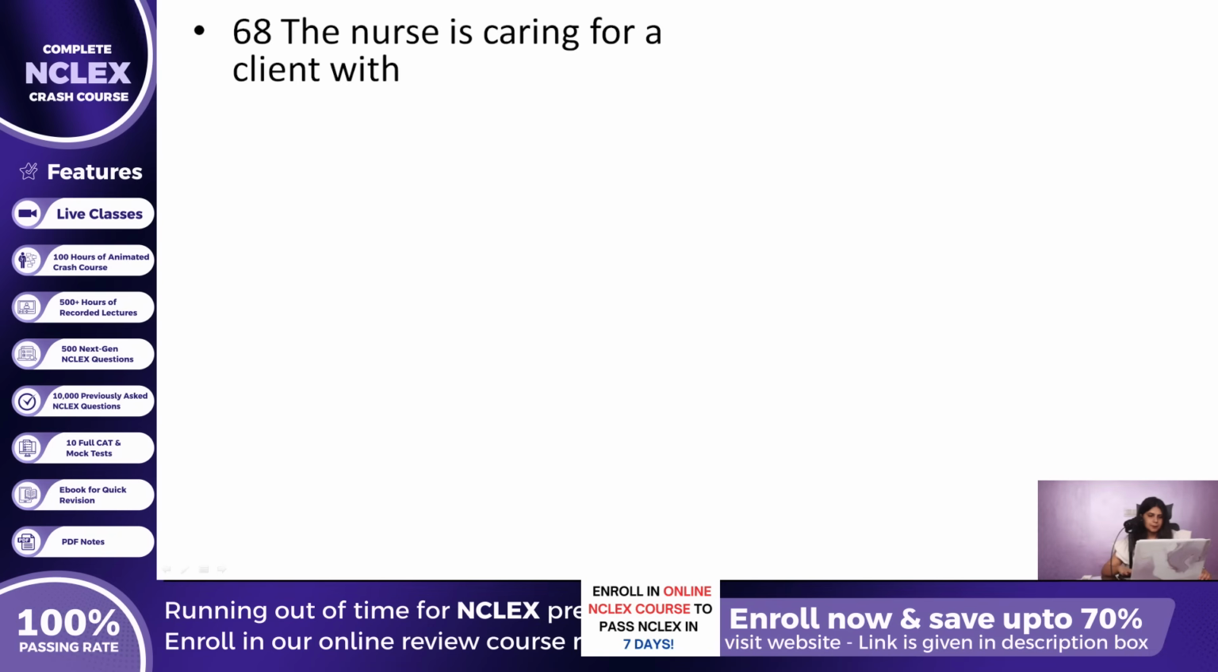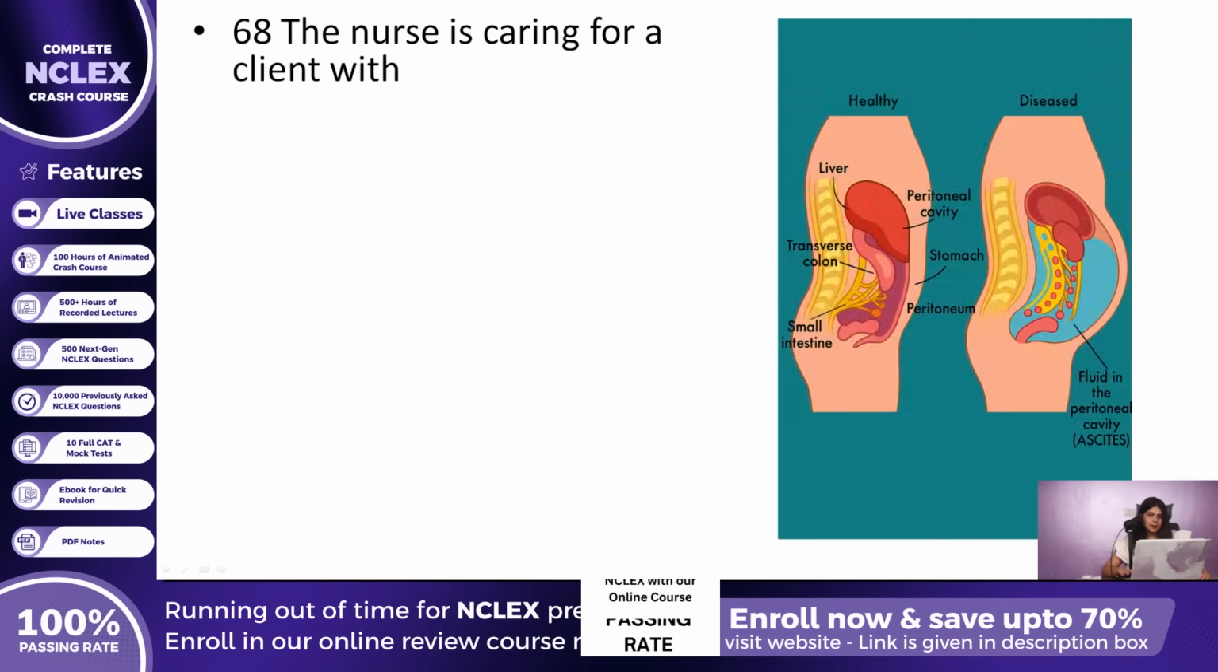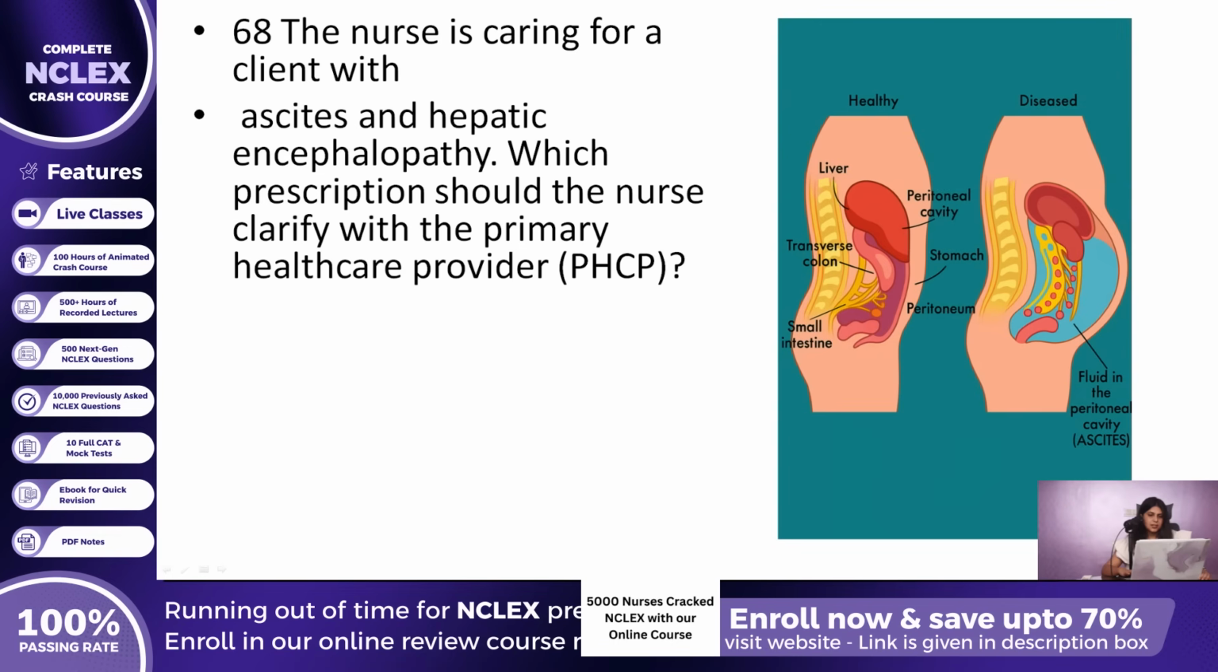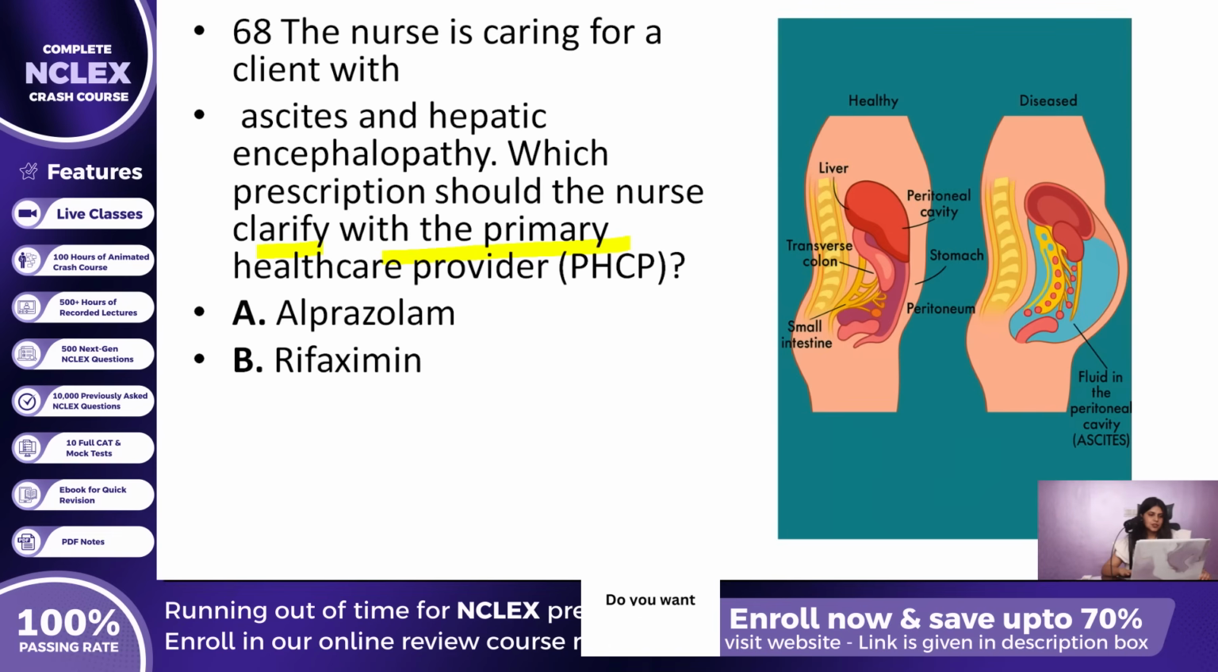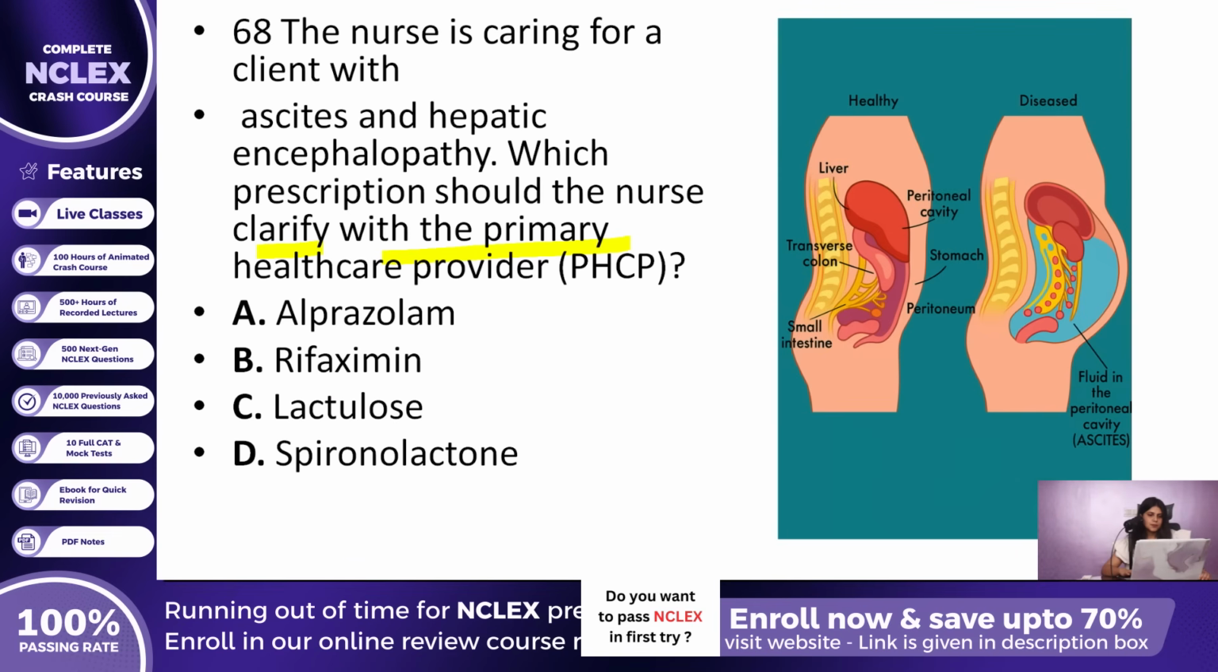Moving to the next question. 68. The nurse is caring for a client with ascites and hepatic encephalopathy. Which prescription should the nurse clarify with the primary healthcare provider? The options are A, alprazolam, B, rifaximin, C, lactulose, and D, spironolactone.